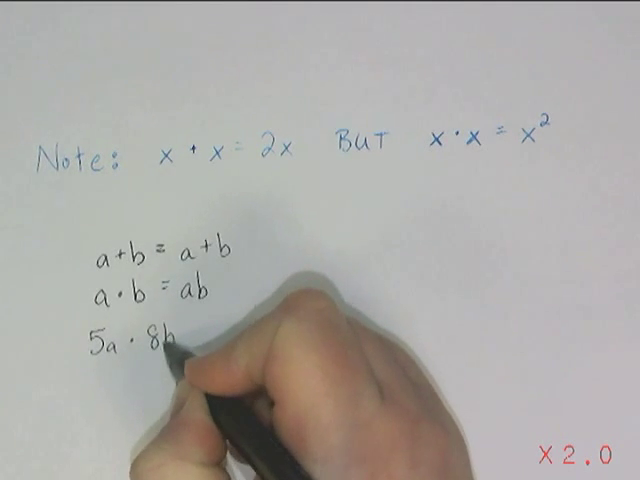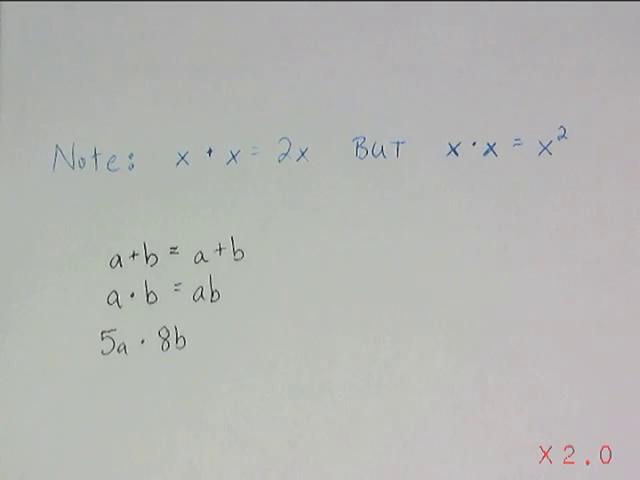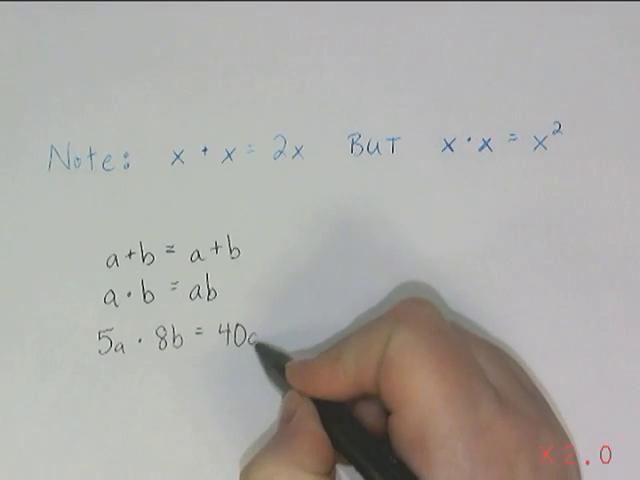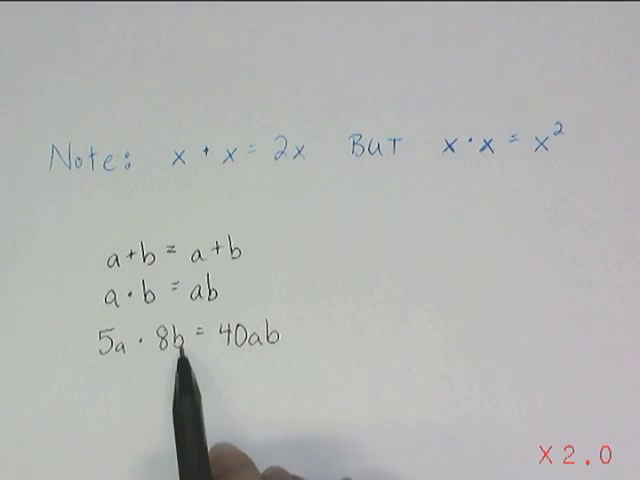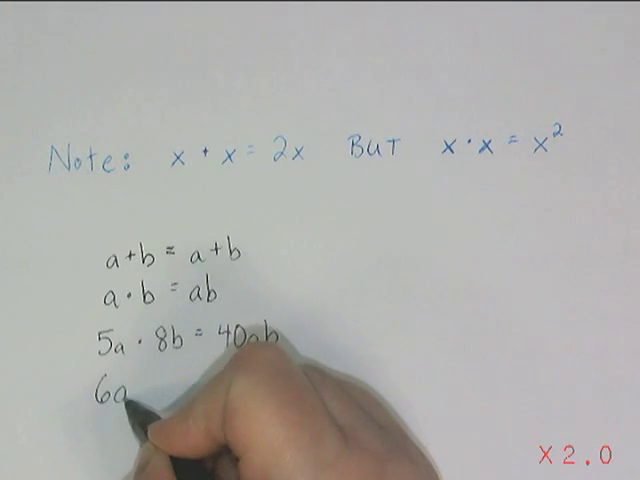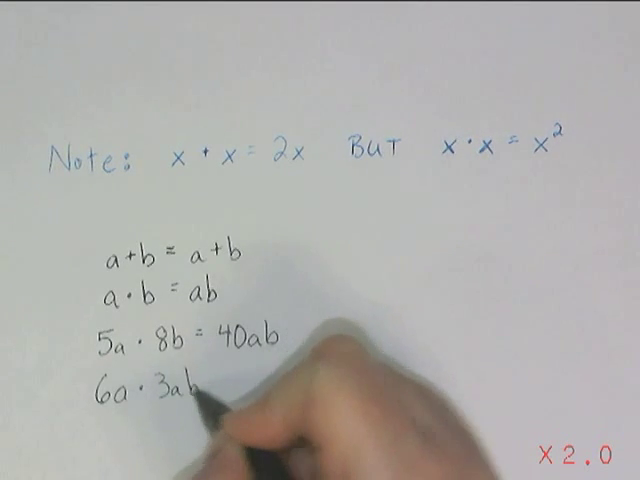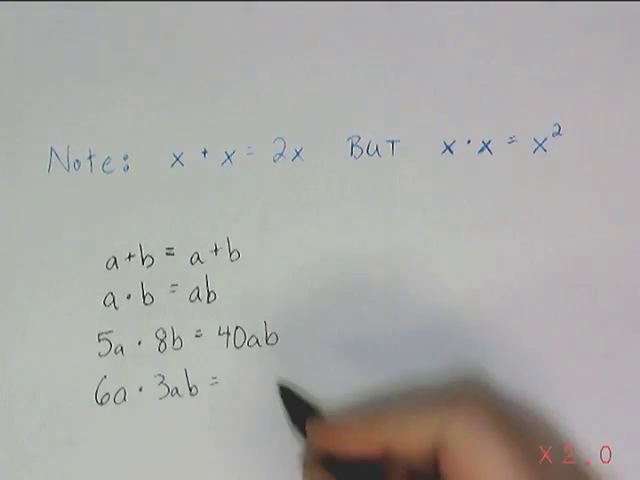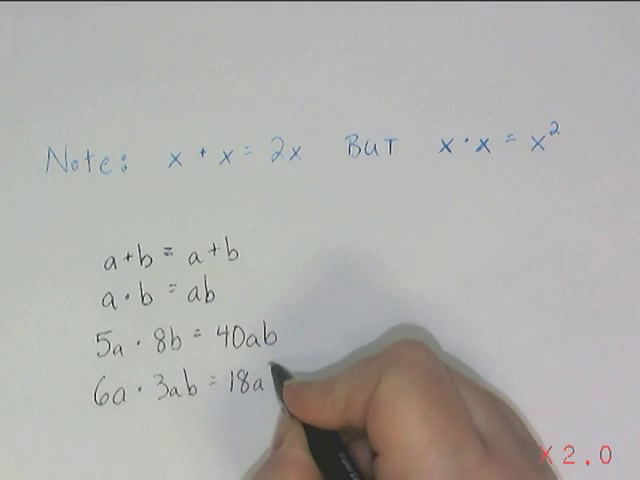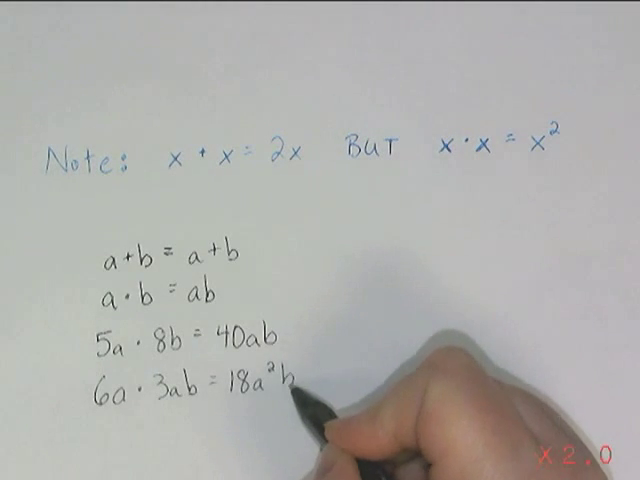You can also start to multiply some terms that become a little bit bigger and more complicated. 5a times 8b. Well, 5 times 8 is 40, AB. Since these are different, all I can do is write them side by side to show they're multiplied. Or 6a times 3ab. That becomes 18, and then a times a gives us a squared times this b.